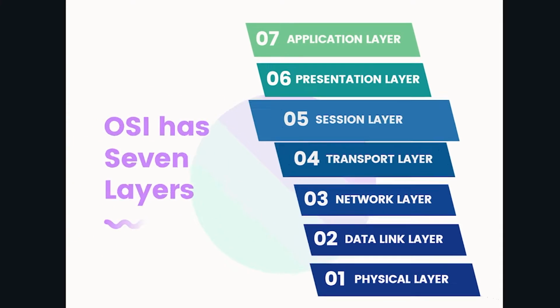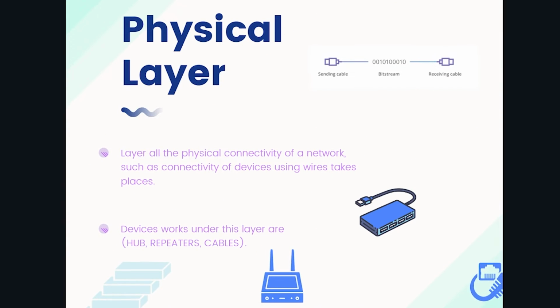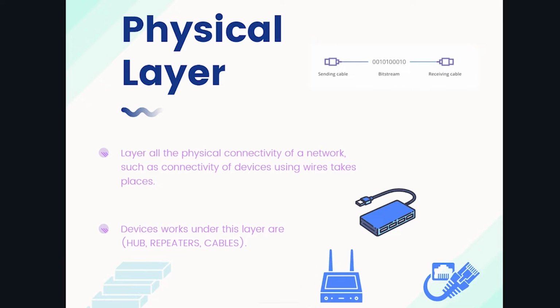So the physical layer is the first layer in the OSI model. In the physical layer, all the physical connectivity of a network, such as connectivity of devices using wires, takes place. It also converts data into bits and forwards it to the data link layer. Devices that work under this layer are hubs, repeaters, and cables. Datagrams at the physical layer are called bits.